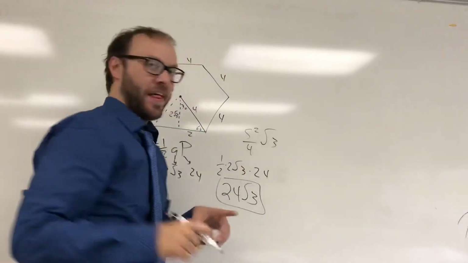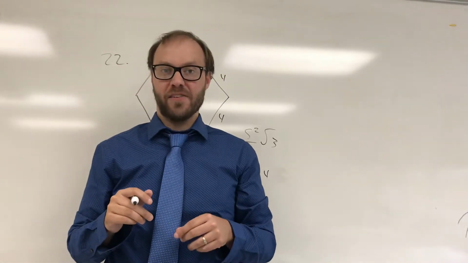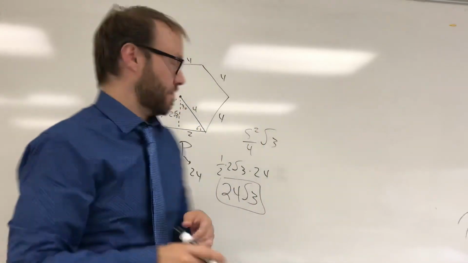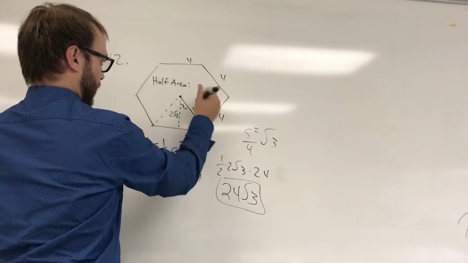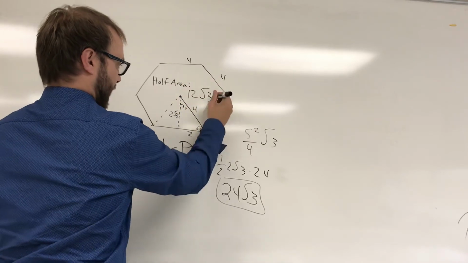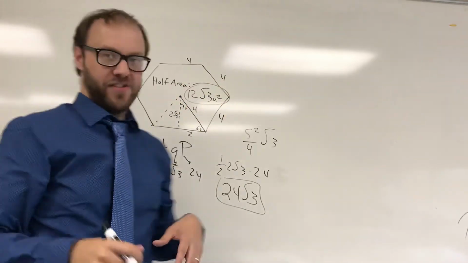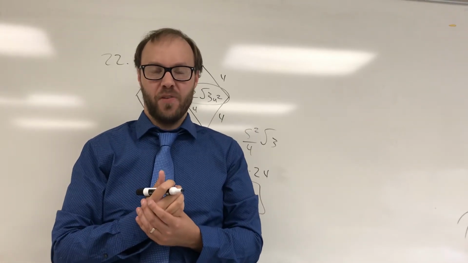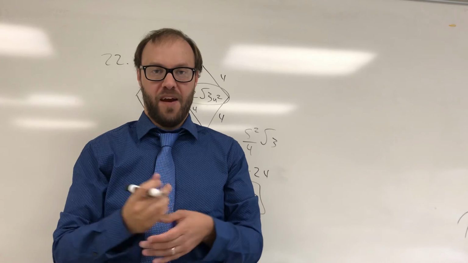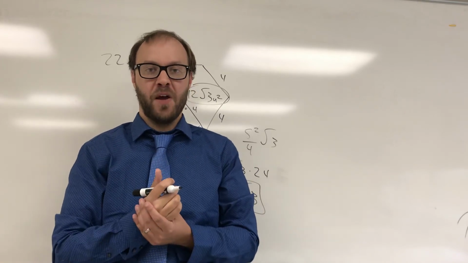Now be careful, that's not the final answer in this question because only half the region is shaded. Okay, so the half area would be 12 radical 3, and you really want to say square units or units squared afterwards. They didn't give us units, but just in general, you want to get in the habit of putting units with your area and volume answers. So hope that helps.